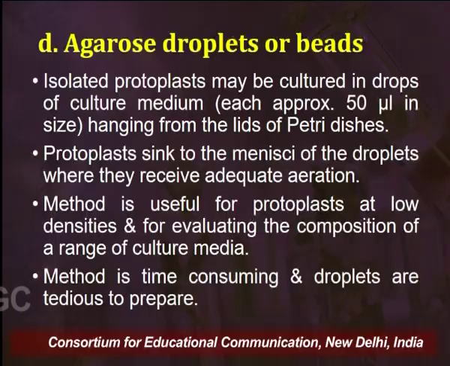Fourth method of protoplast culturing is the agarose droplet bead method, wherein the isolated protoplast are cultured in drops of the culture media, and these drops are formed with a volume of approximately 50 microliter of the media, and these drops normally hang from the lids of the petri dishes. Now, the protoplast, since they are heavy, normally sink to the meniscus of the droplets, and this helps in the adequate exchange of gases between the droplets and the atmosphere, or we can say it leads to the adequate aeration of the protoplast. Now, this kind of method is found suitable for protoplast at low densities and for evaluating the composition of a range of culture media.